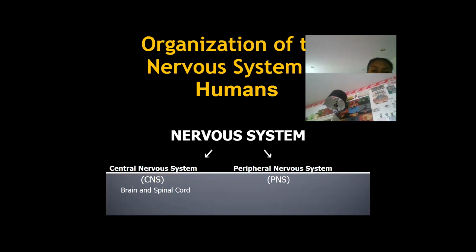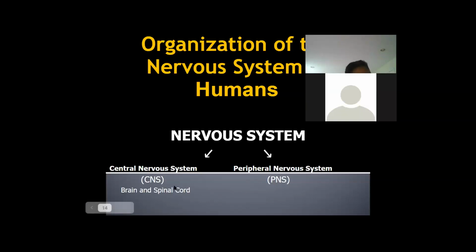Now we're going to get into our nervous system. This is the human nervous system. You have the central nervous system and the peripheral nervous system. The central nervous system is your brain and spinal cord. This is your integration. I've seen an FRQ on this. Remember, there's sensory input, there's integration, and there is motor output. So this is the middle portion of that, the integration piece.